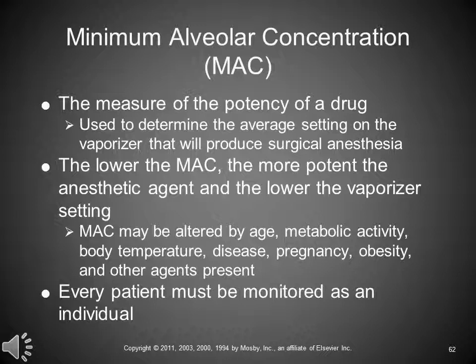It is used to determine the average setting on the vaporizer that will produce surgical anesthesia. If you got a brand new anesthetic tomorrow, which we'll call Igelnibofribits, if you knew the MAC of Igelnibofribits, you'd have a pretty good idea of what you would set your vaporizer setting on to maintain anesthesia. The lower the MAC, the more potent the anesthetic agent, and the lower the vaporizer setting. Okay? So something that you can keep at 1% versus, say, 5%, it's going to be a lot more potent. Okay? It's going to produce better anesthesia.